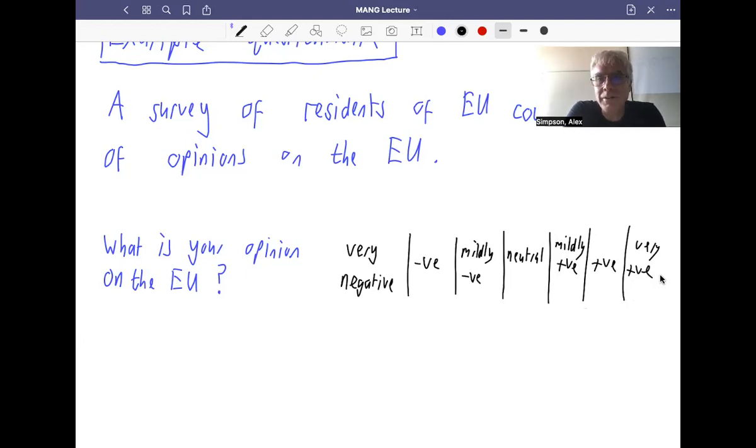You know, it's very hard to answer these questions honestly because most people will have mixed opinions of one sort or another. They'll see some benefits and some drawbacks of EU membership. You can almost imagine that almost nobody is going to say their opinion of the EU is very positive, because everyone is going to have some reservations about EU membership. But you could imagine quite a high proportion of people would probably answer that their opinion of the EU is very negative, because when people tend to have negative opinions, they often like to have really negative opinions.